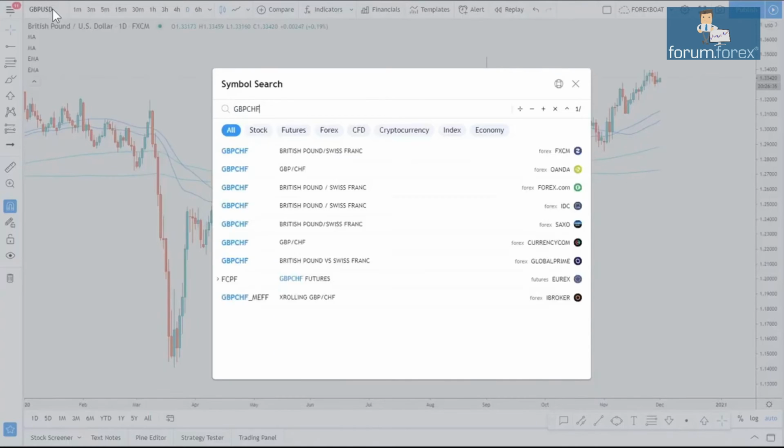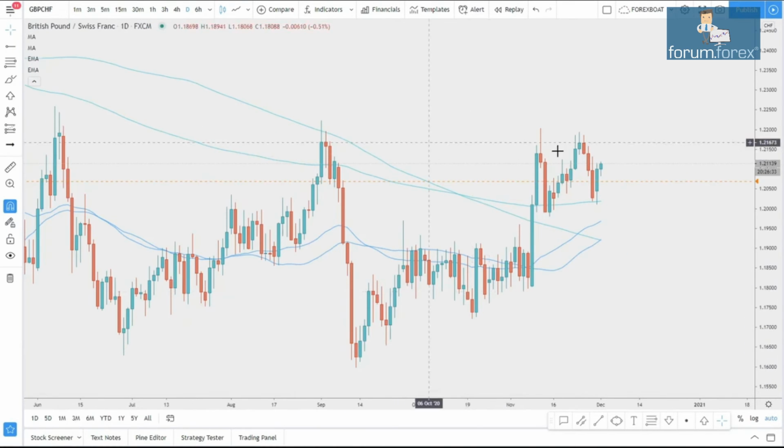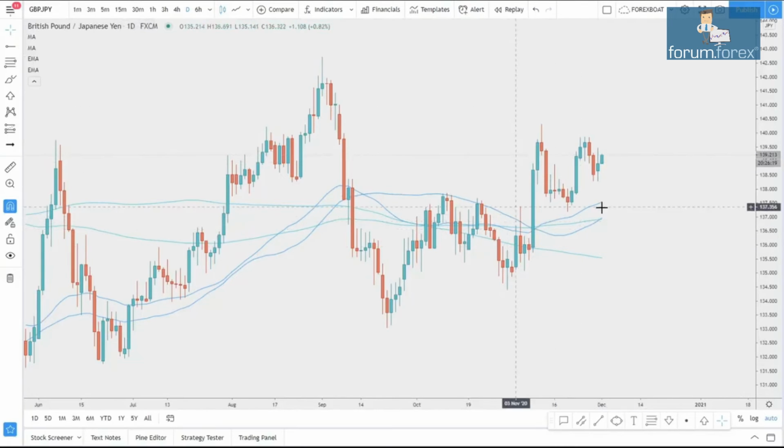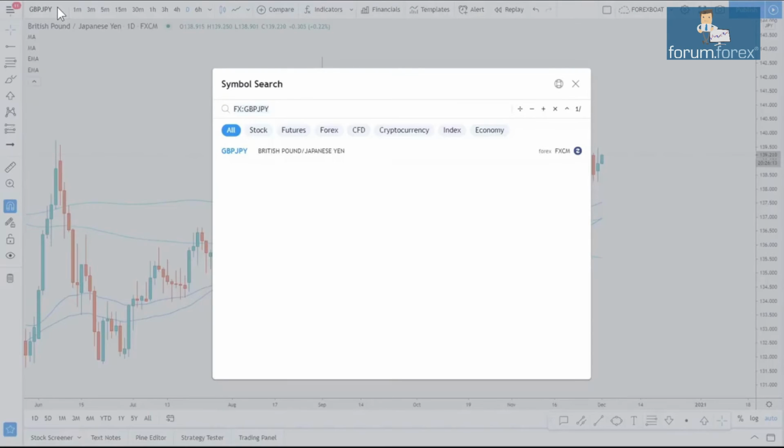pound Swiss franc. On the pound Swiss franc we have a similar picture. So this is a very bullish case because it's above all moving averages. Let's go to the pound yen. The same, we are above all moving averages, very bullish trend. Let's go to the pound Australian dollar.